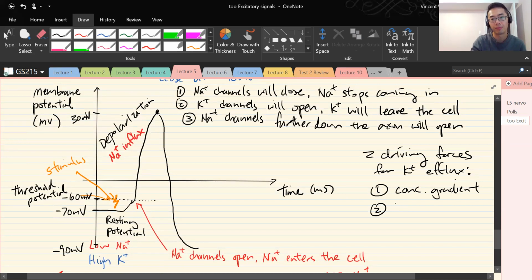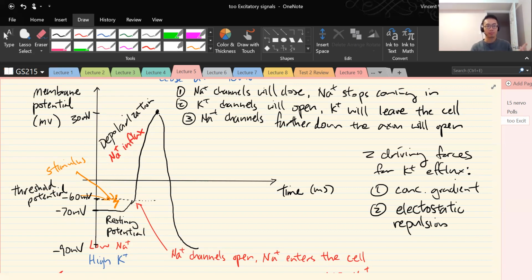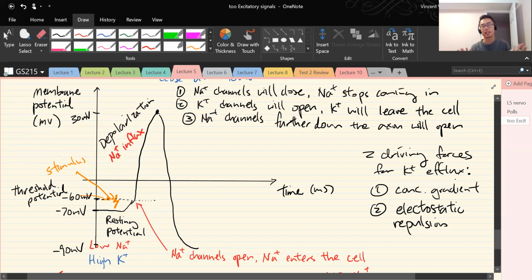Secondly, another driving force is electrostatic repulsion. Okay, like charges don't like to be next to each other. If you have two positive charges next to each other, they want to go as far away from each other as possible, right? So with all the sodium coming in, the inside is super positive, and the potassium just wants to get as far away as possible.